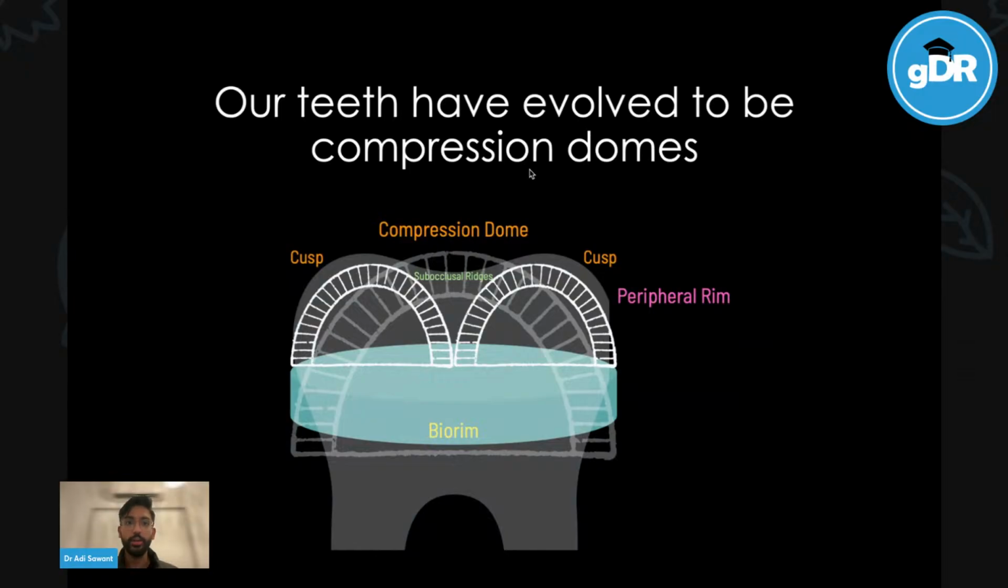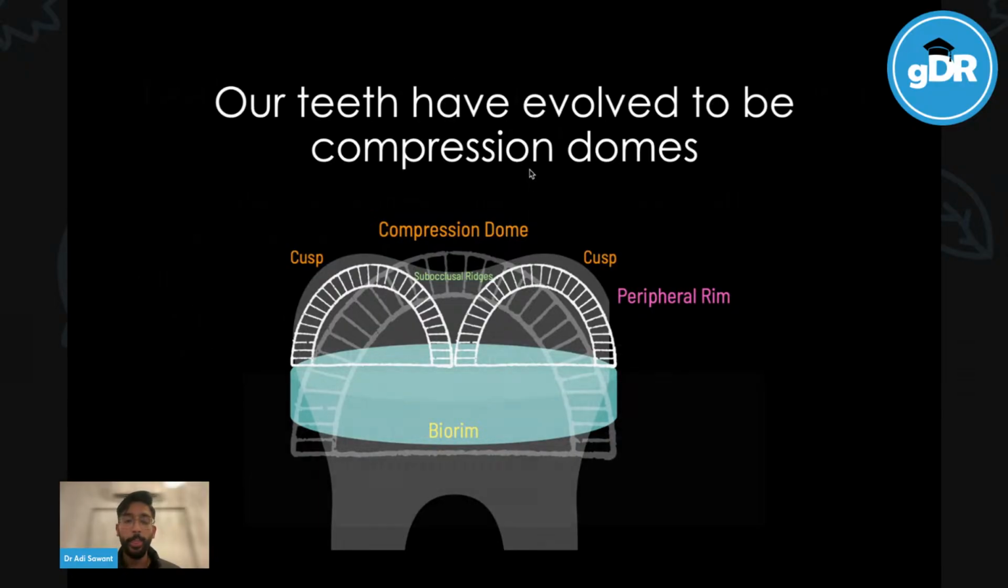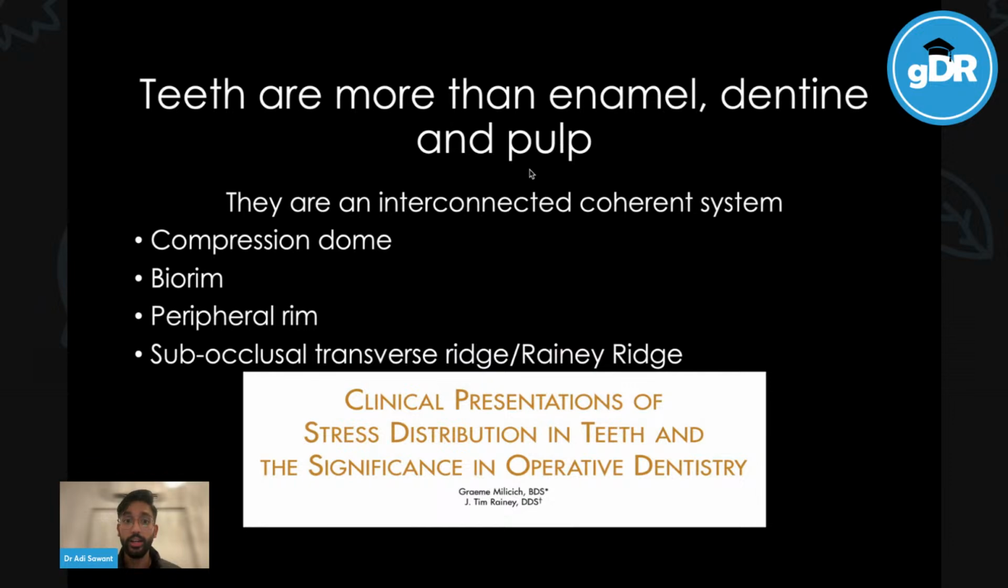And you can see in this image here, we've separated the tooth into a couple of areas. We've got that compression dome structure. We've got some peripheral rims. We'll talk about what those are. And then we've got two key features. We've got the subocclusal ridges and the biorim. And again, Milicic pops up again alongside Tim Rainey, who described those moire fringes, that analysis, and these very clear-cut essential areas of tooth, the biorim and the subocclusal transverse ridges, otherwise known as Rainey ridges, in the tooth. But essentially, it's not just enamel, dentine, and pulp as three different systems. They're all a coherent system that work together.